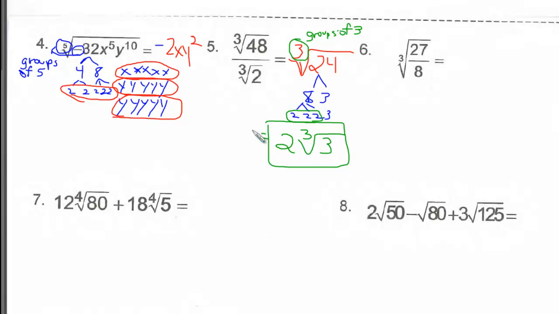Now let's look at number 6. Notice 8 will not go in the 27 evenly, so the trick I used with 5 does not work. However, I noticed something interesting. If you remember from simplifying square roots, I can also break these apart. Now I'm looking for groups of 3, because the index is 3. But I noticed that the cube root of 27 is 3. And the cube root of 8 is 2.